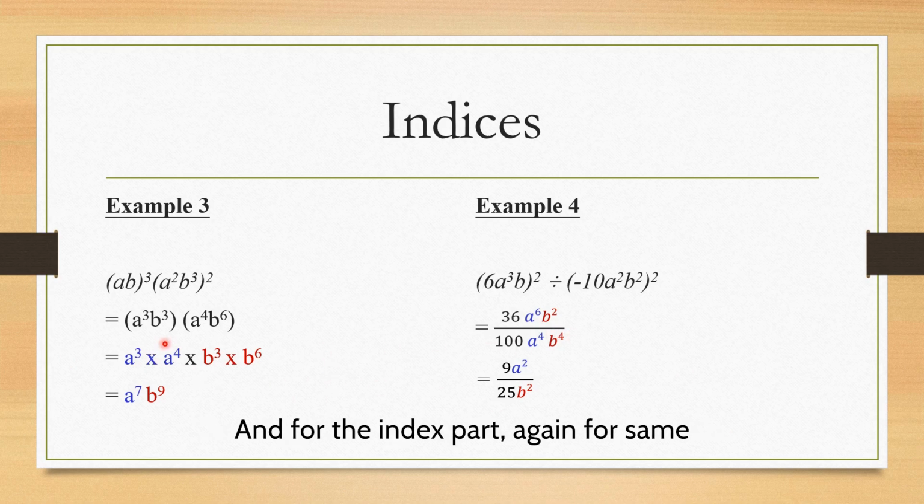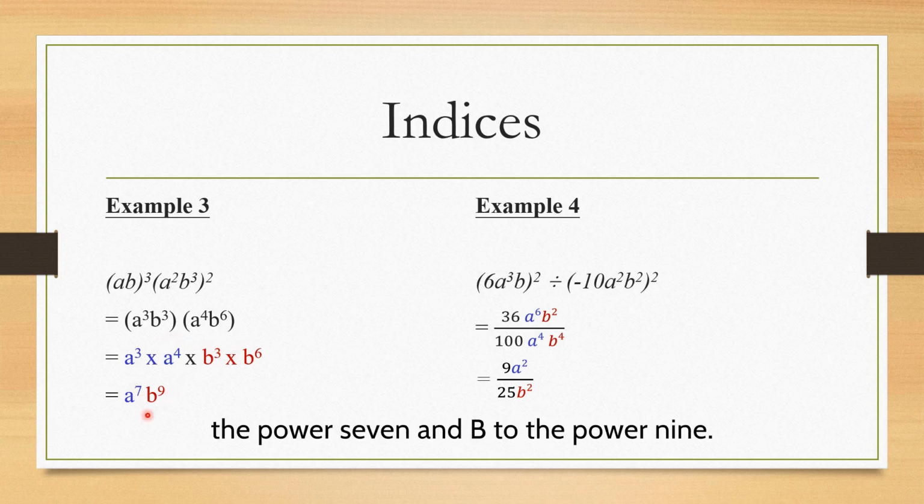And for the index part again, for the same letter of algebra, we can add the index together. So it's 3 plus 4. Here is 3 plus 6. So it's A to the power 7 and B to the power 9.